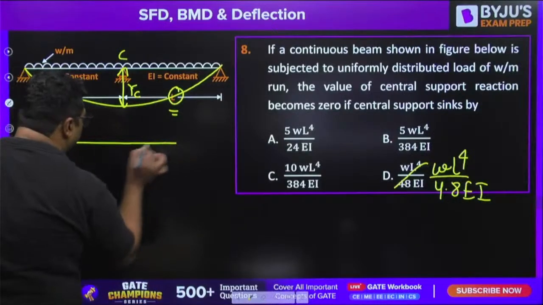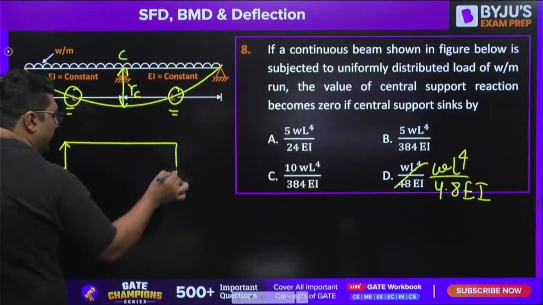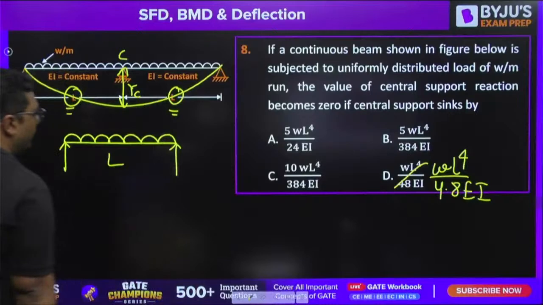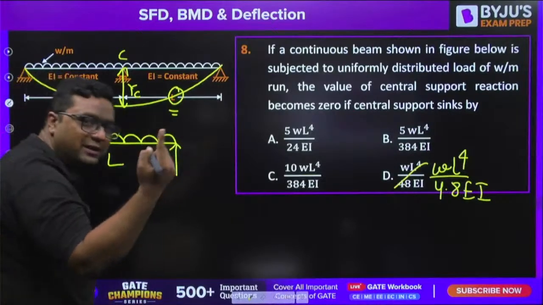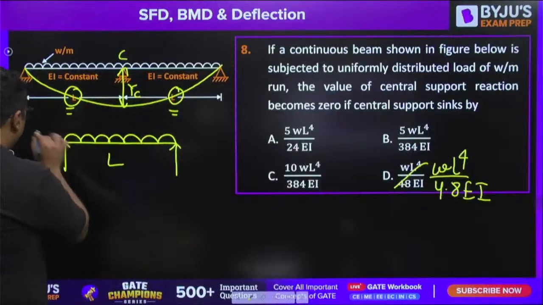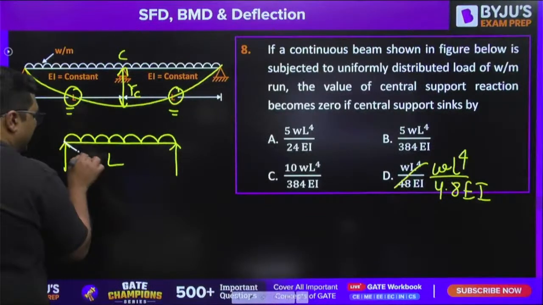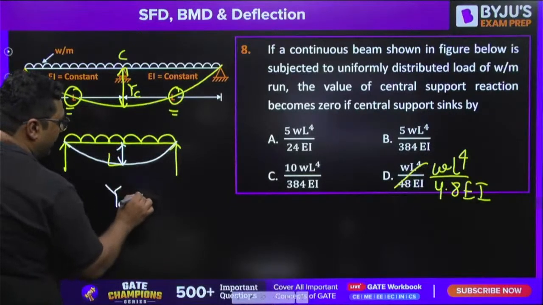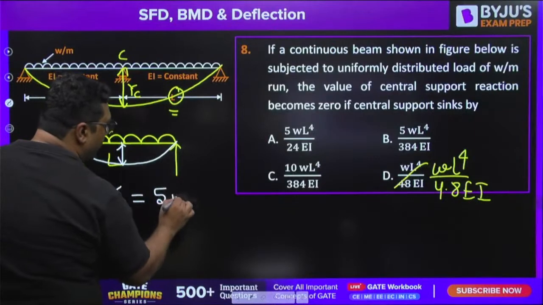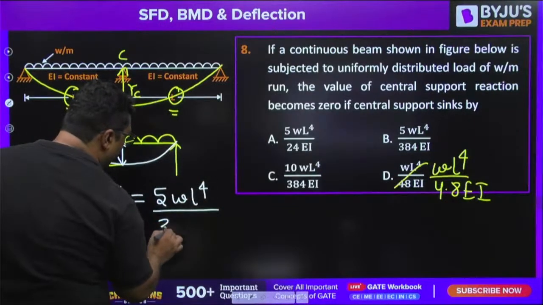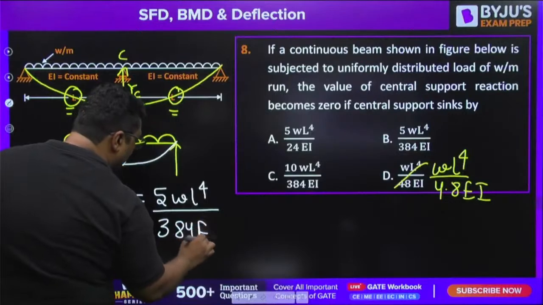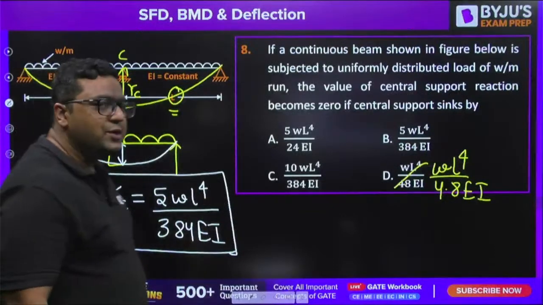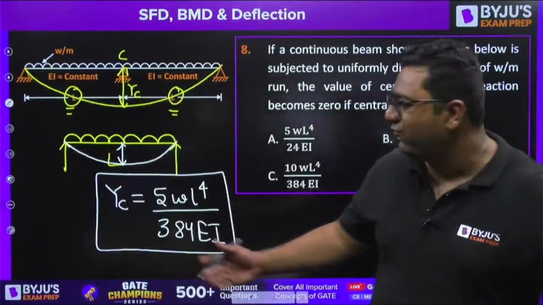If I ask you that this is a simply supported beam and this is the UDL, then definitely from the table you must have remembered that for this case, this would be the deflection. So deflection at C will be 5WL4 upon 384 EI. You must have seen this in the table I have given to you.